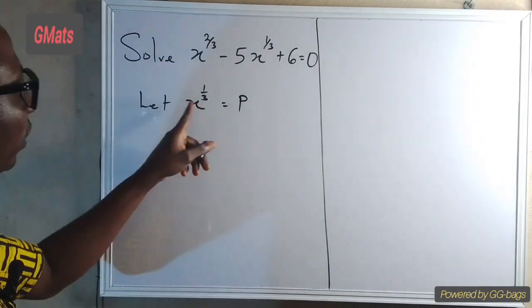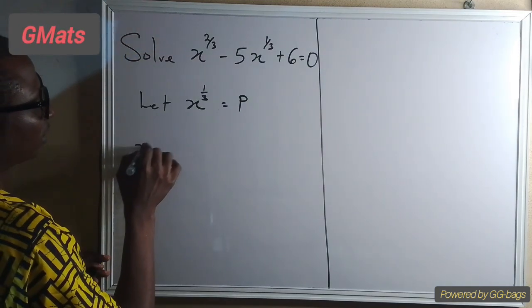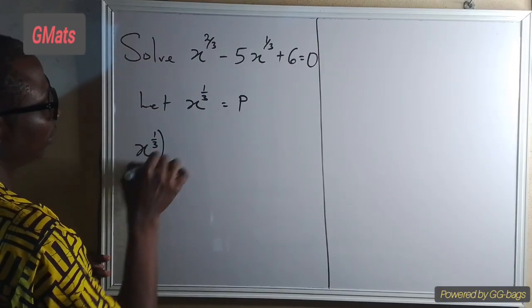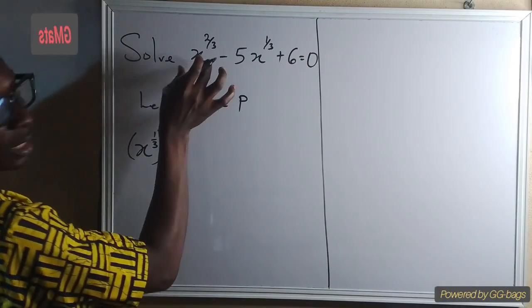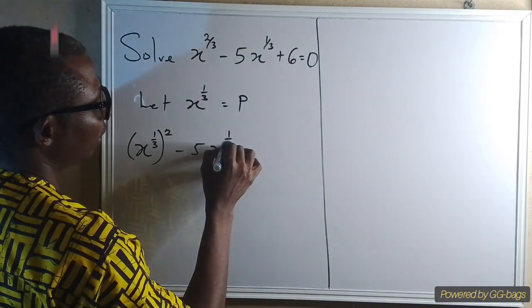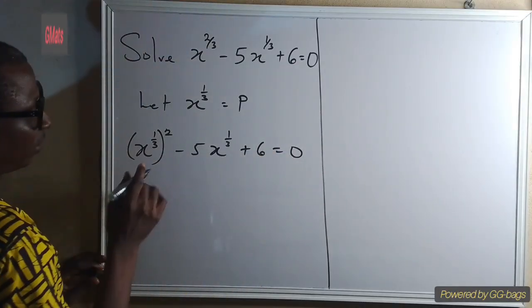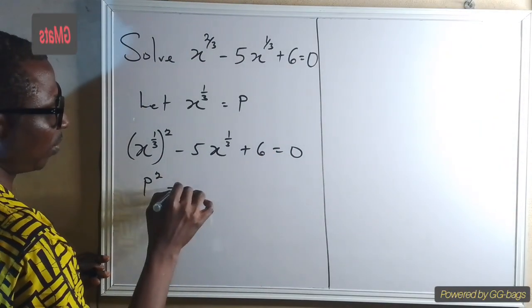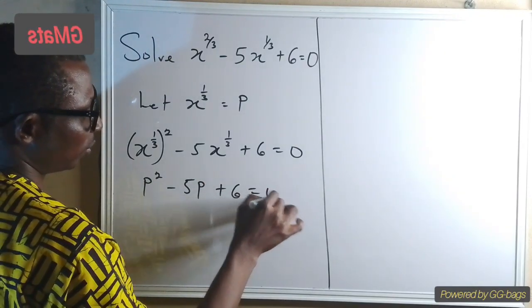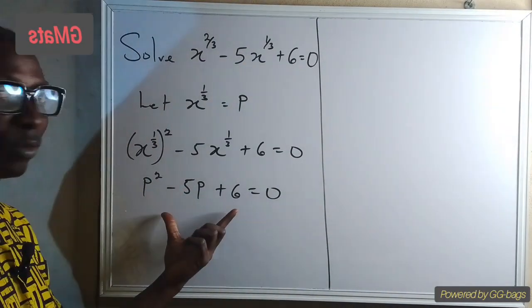So if this is p, then this equation turns to x raised to the power of 1 over 3 raised to the power of 2, which is the same thing as what we have here, minus 5 x raised to the power of 1 over 3 plus 6 equals 0. So then we have p squared minus 5p plus 6 equals 0. Can you see that now? So we can solve this now. So this is a quadratic equation.